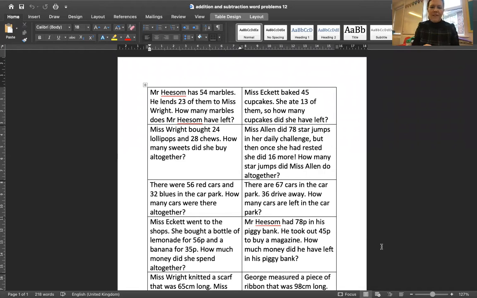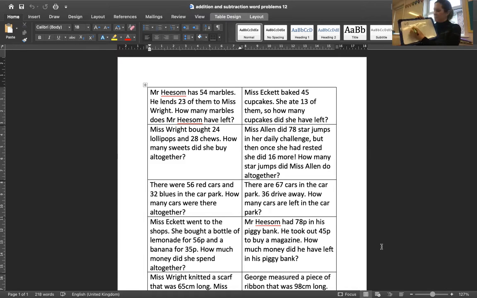So the first one, in fact, we did a marbles one yesterday. So I think I'll look at the next one where it says, Miss Eckett baked 45 cupcakes. She ate 13 of them. So how many cupcakes did she have left? Well, I can see from that I had 45 cakes, but then I ate some. So if I ate some, that must mean that I'm going to have less cakes at the end of it. So I think that must be a subtraction problem. So I'm going to write it down on my board.